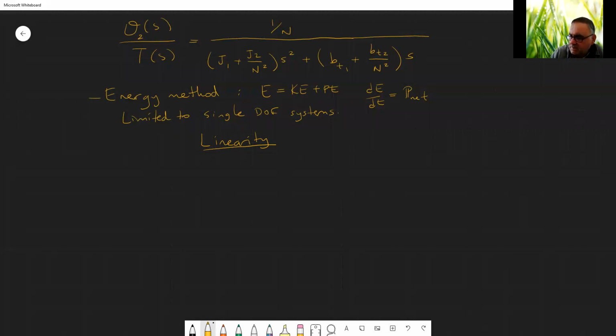And if a system is linear, a very important property is that superposition is possible. Otherwise, superposition is not possible. If the system is not linear, it is not possible, okay?